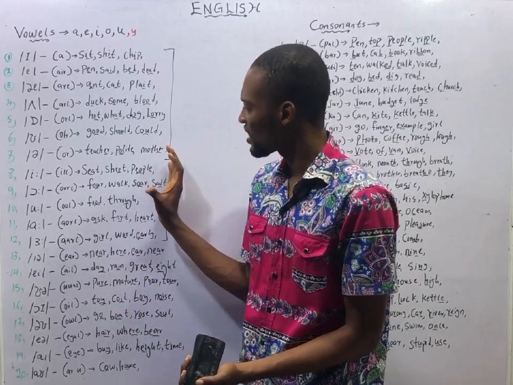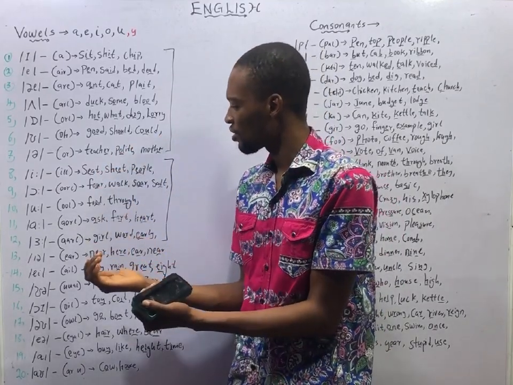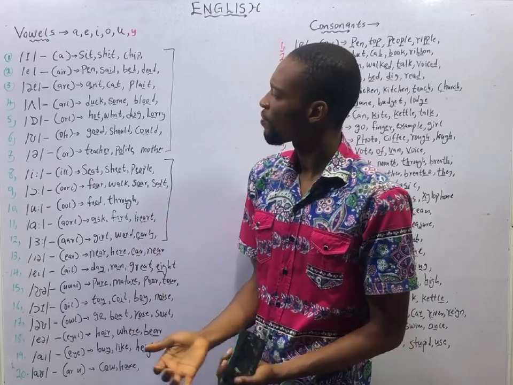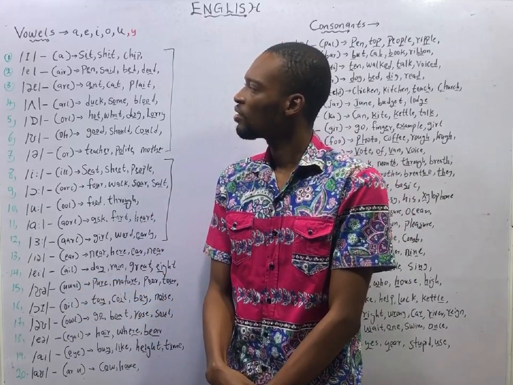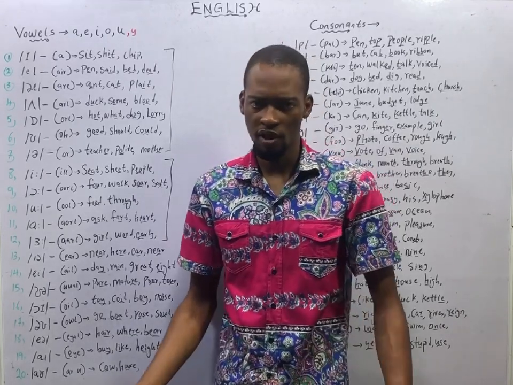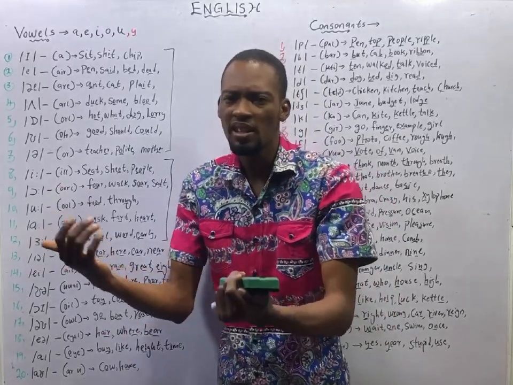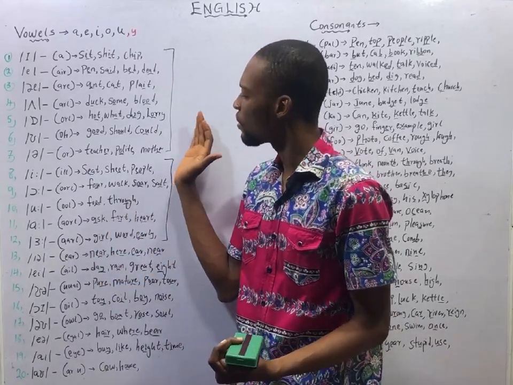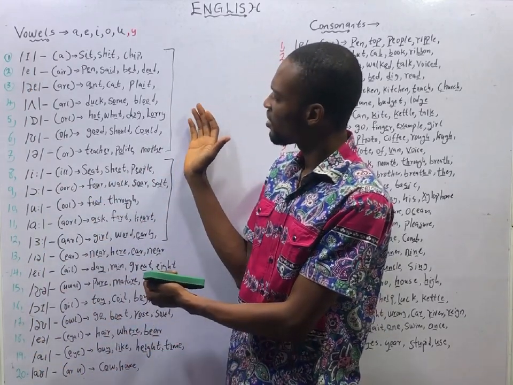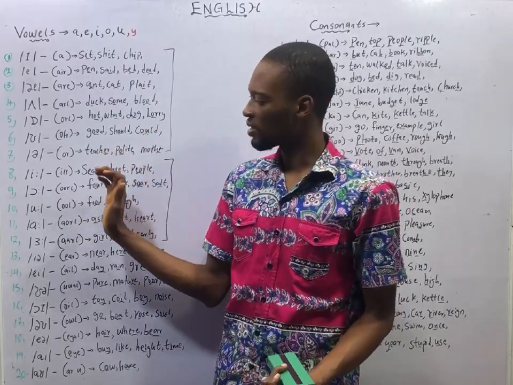The 12 pure vowels are divided into short vowel sounds and long vowel sounds, or short monotones and long monotones. There are 7 short vowels in the English language, then 5 long vowels. The long vowel sounds are pronounced with more effort than the short vowel sounds. These are the 20 vowel sounds, and these are examples of words that give the sound.